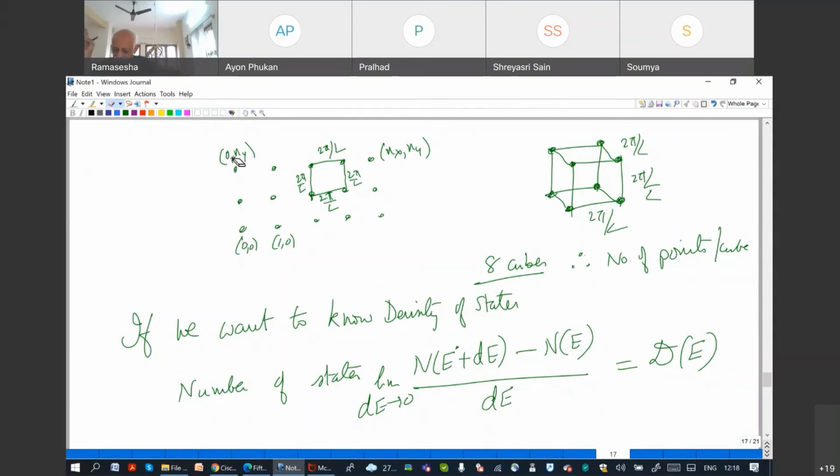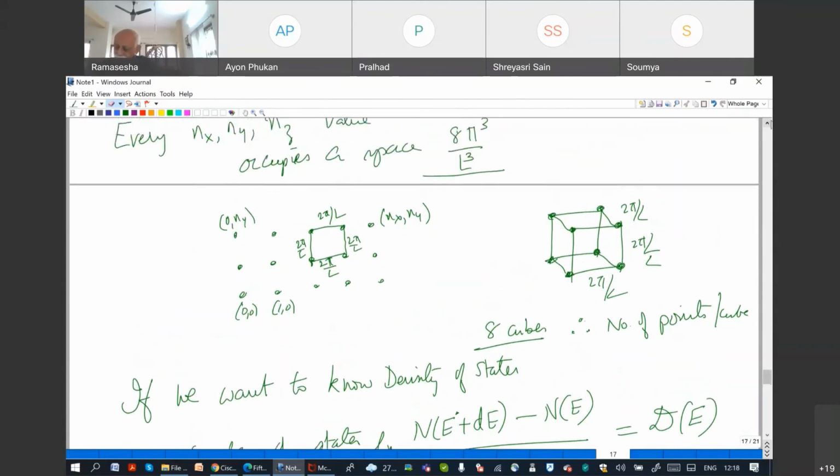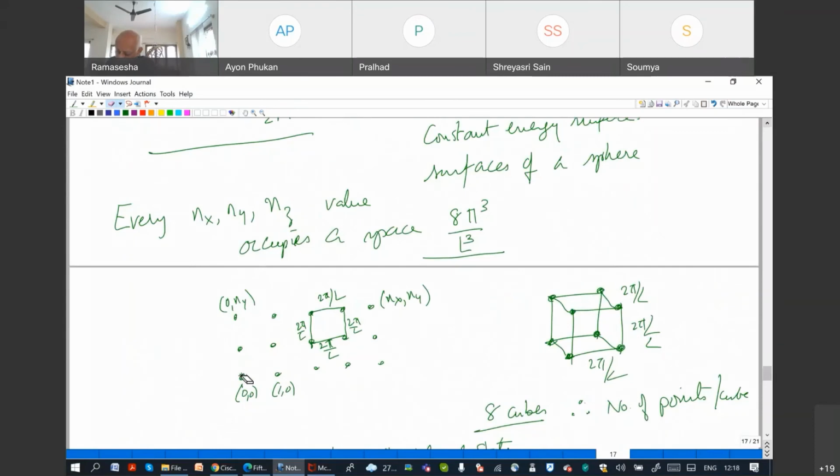Or one eigenstate. Sir, and how did you get the distance as 2 pi by L? Because nx, ny, nz are integers, right? Yes. So if this is 0, this distance is 2 pi by lx, and this distance is 2 pi by ly. These are the coordinates. Okay sir, so we have to plot the distance.